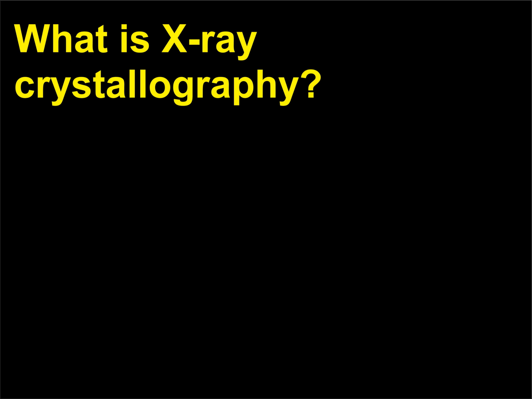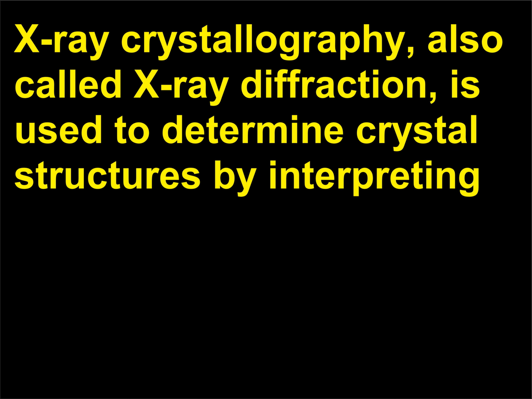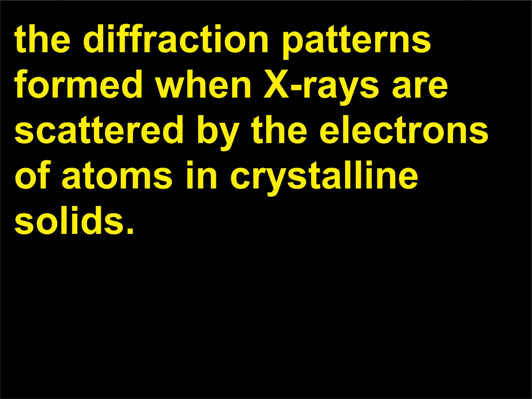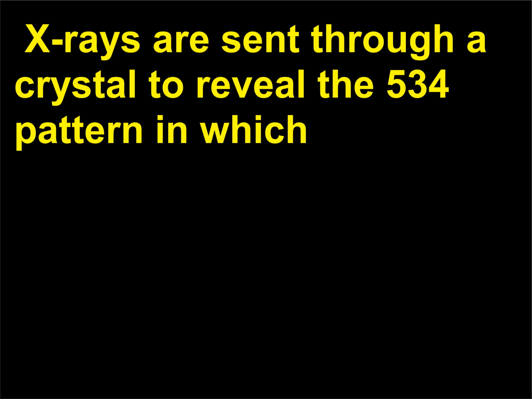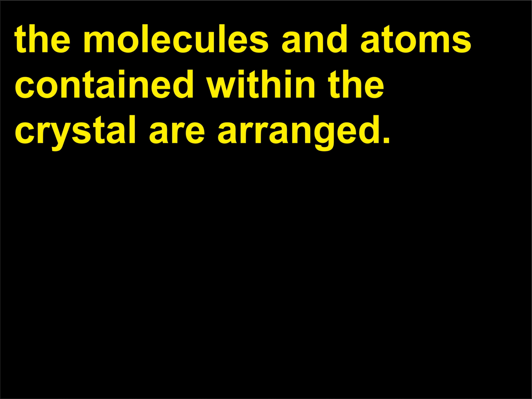What is X-ray crystallography? X-ray crystallography, also called X-ray diffraction, is used to determine crystal structures by interpreting the diffraction patterns formed when X-rays are scattered by the electrons of atoms in crystalline solids. X-rays are sent through a crystal to reveal the pattern in which the molecules and atoms contained within the crystal are arranged.